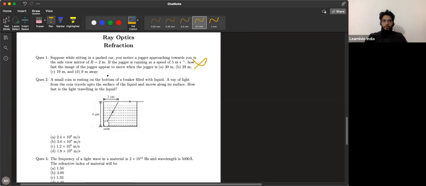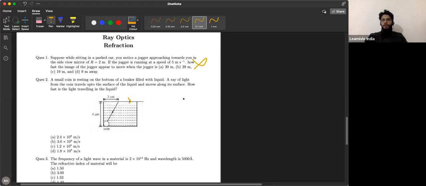Question number 2. Does anyone else try these questions? Ahmed? No. No, sir. A small coin is resting on the bottom of a beaker filled with liquid. Okay, this is the coin. A ray of light from the coin travels up to the surface of the liquid and moves along its surface. Okay, how is the light traveling? How fast is the light traveling in the liquid?